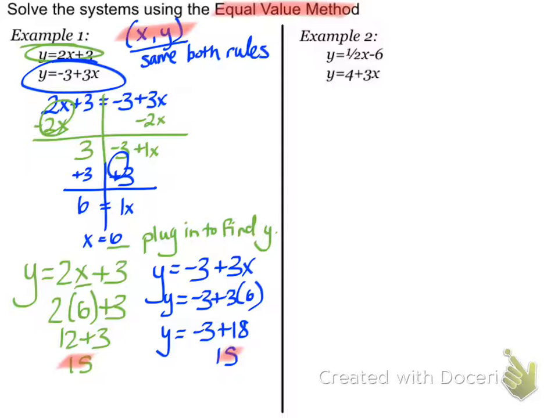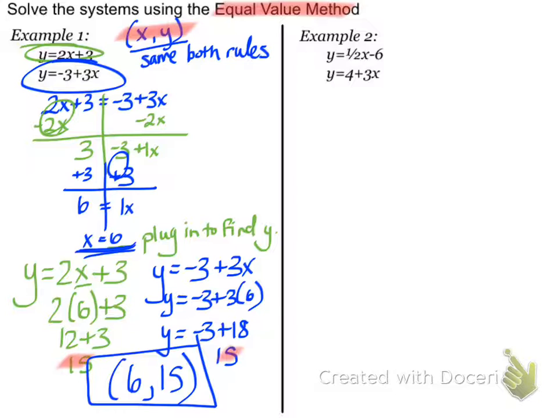So the answer, remember, is a point. It's a point where both these rules are the same. So the answer is 6 for x, comma, 15 for y. And there's my solution for number 1.